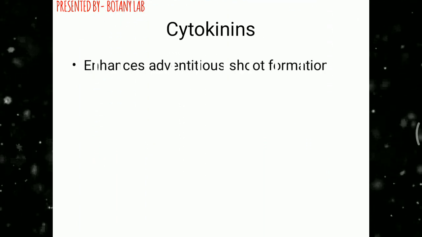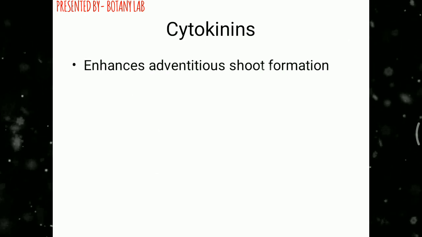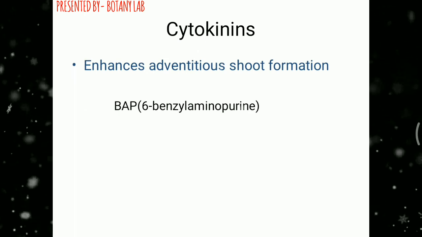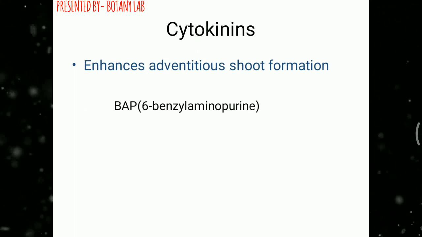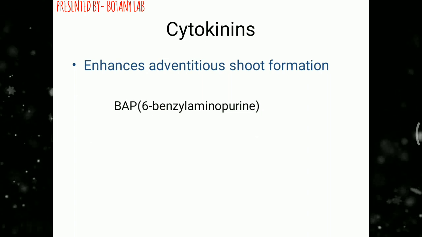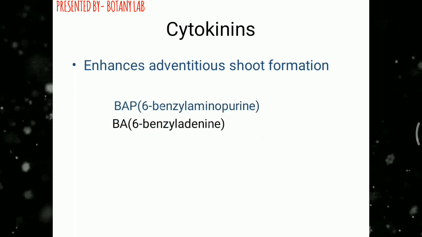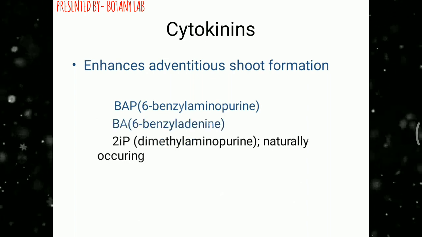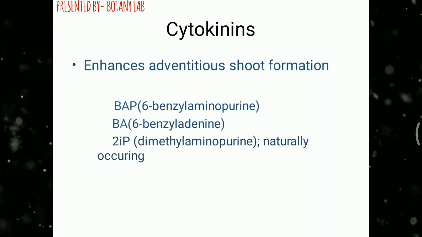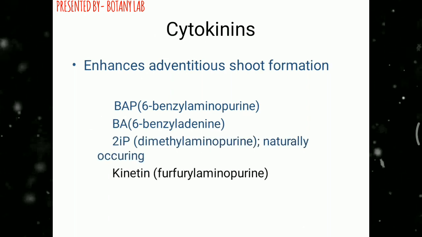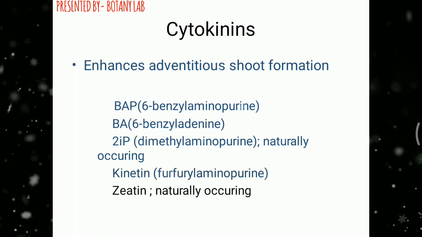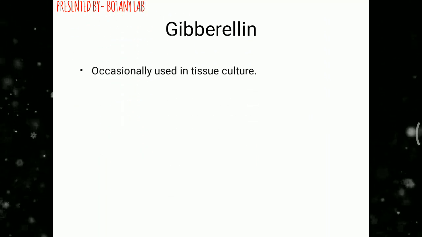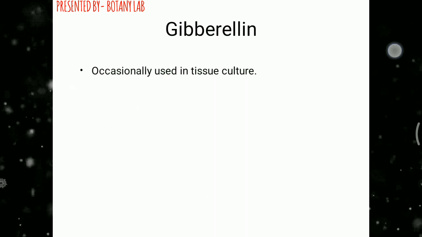Now cytokinins enhance adventitious shoot formation. There are also some types such as BAP, 6-benzylaminopurine, BA, 6-benzyl adenine, and 2-iP, dimethylaminopurine, naturally occurring. It is kinetin, furfurylaminopurine, and zeatin, naturally occurring. Gibberellin now is occasionally used in tissue culture.